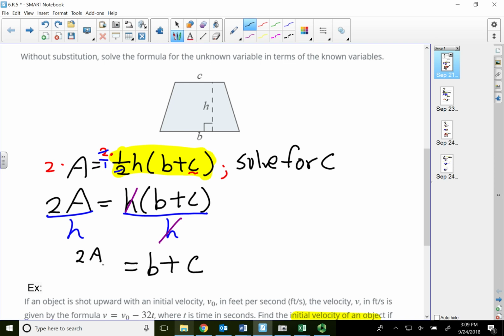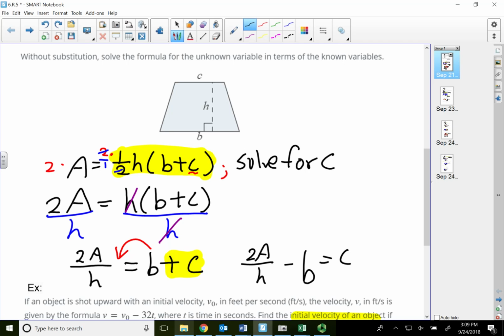The other side now is 2A over H. So now with the plus sign on the outside of the parenthesis, the right side has 2 terms, and the left side only has 1 term. Solving for C, this is my variable term. It's positive, so I'm going to let it stay. So move the positive B over. So my C is now equal to 2A over H. Positive B comes over, becomes negative. Okay, I can do it this way.